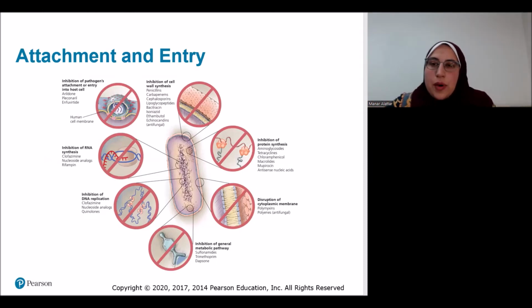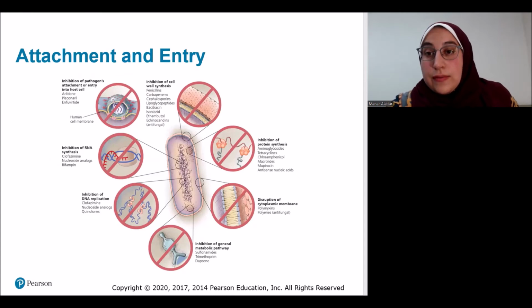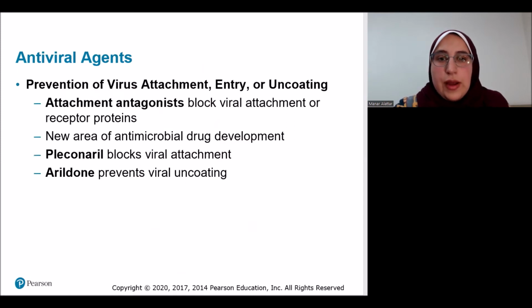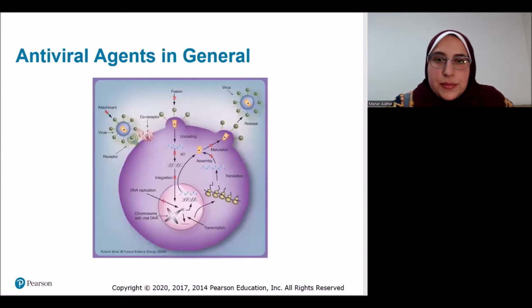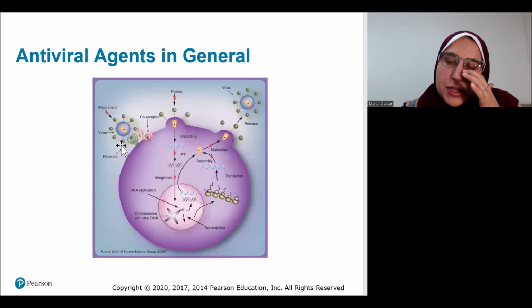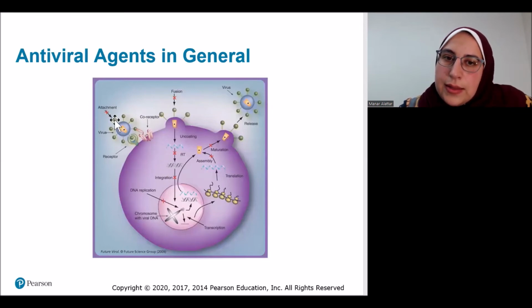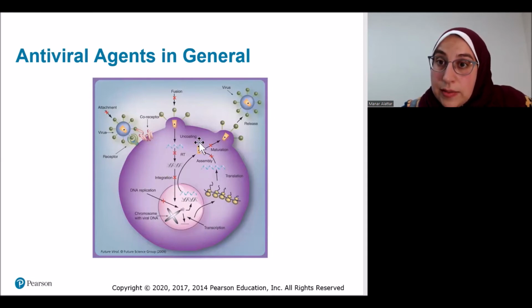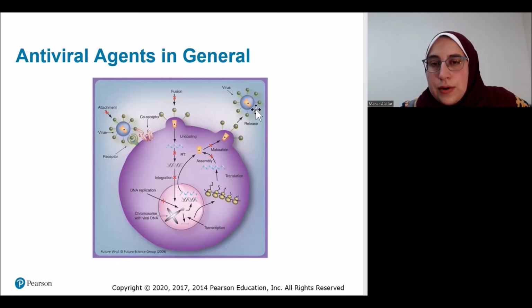Attachment and entry is actually mostly related to viruses. So in this discussion, we're going to look at a couple of different antiviral drugs and how they impact viral attachment, okay? Or viral processes. And so just a reminder, you have viruses, they attach to some sort of receptor on the host cell, and then they're incorporated into the cell. Once they're incorporated, their genetic information has to be released. And then that genetic information can be utilized to make more viruses.